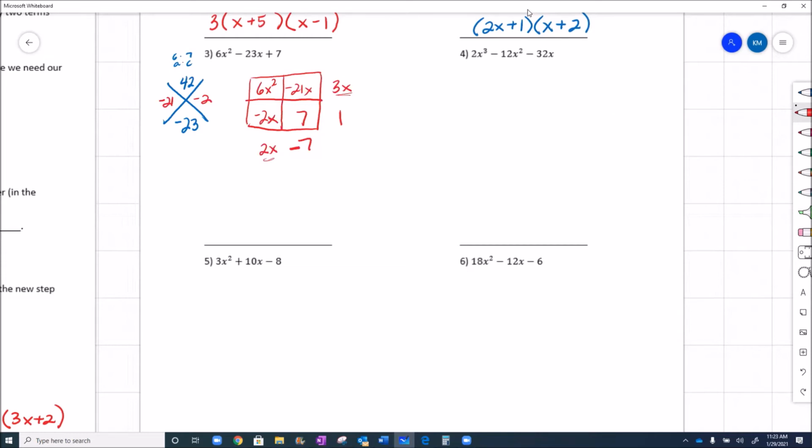I need this 7 to be positive. I can change that by switching this sign. As I go through, I should make sure that all of my signs match. 2x times negative 1 is negative 2x. 2x times 3x is positive 6x squared. Negative 7 times 3x is negative 21x. Negative 7 times negative 1 is positive 7. So I have my products as 3x minus 1 and 2x minus 7.